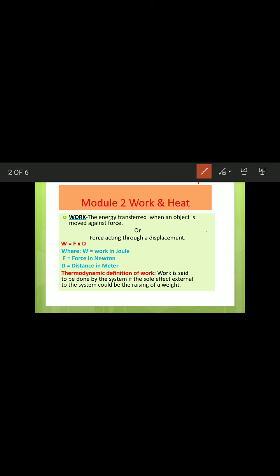When you study thermodynamics, what is the thermodynamic definition of work? It is important that in the exam you define the thermodynamic definition of work. Work is said to be done by the system if the sole effect external to the system could be rising of the weight. That is the exact meaning: when work is done by the system, whatever the external effect is, that sole effect could be rising of the weight.